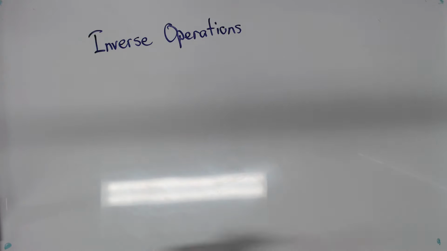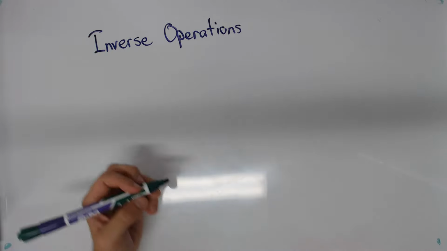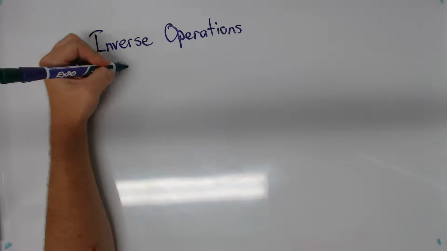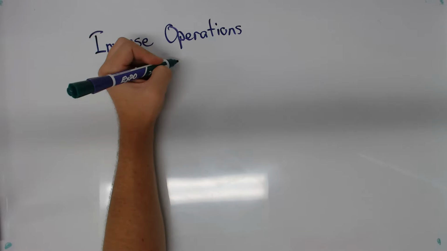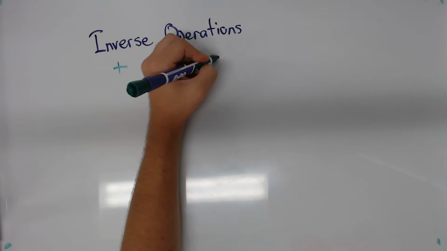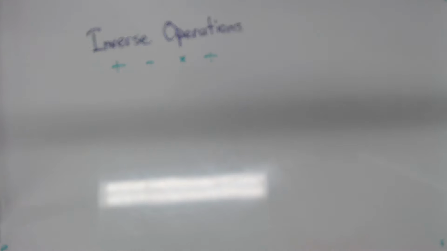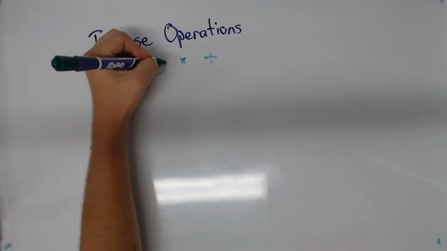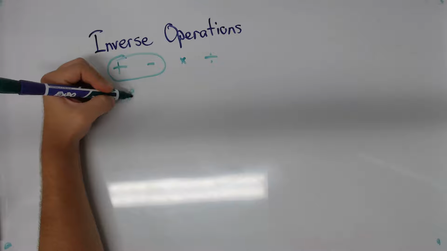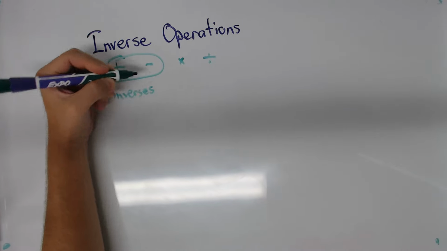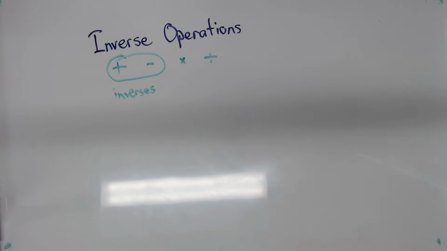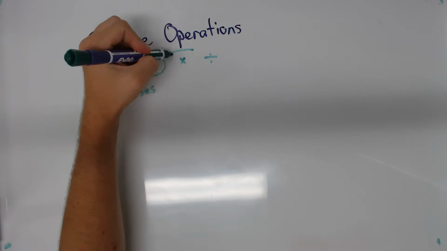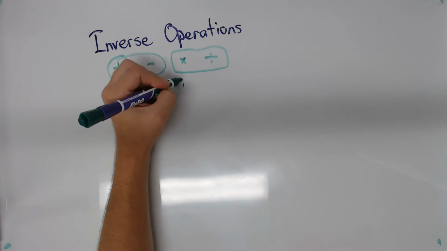Our next short conversation is going to be about inverse operations. All this really means is what math operations are opposite of each other. Our 4 basic math operations are addition, subtraction, multiplication, and division. Addition and subtraction are inverses, and that means in equations, we should be able to use them to undo each other and try to get a variable by itself. Same thing with multiplication and division. These are inverses as well.